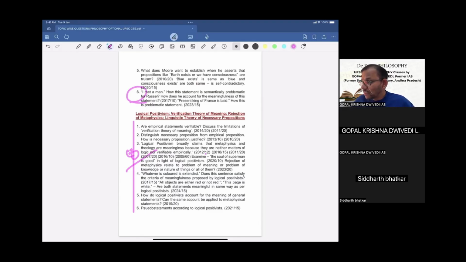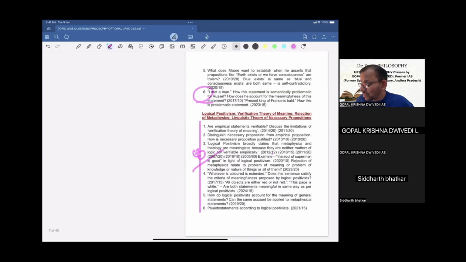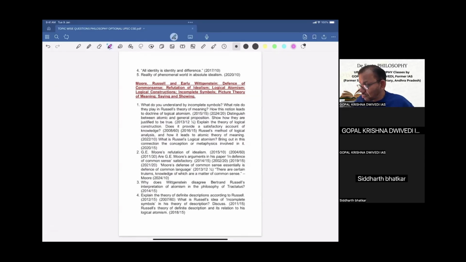Then, why does Wittgenstein disagree with Moore and Russell's interpretation of atomism in his philosophy of the Tractatus? The Tractatus is basically a book of Wittgenstein, which he wrote in his early phase. Then Russell's incomplete symbols is there: what do you understand by incomplete symbols? What role do they play in Russell's theory of meaning? How does this notion lead to the doctrine of logical atomism? So it has been asked two times.